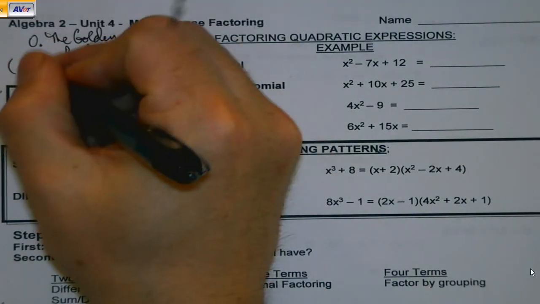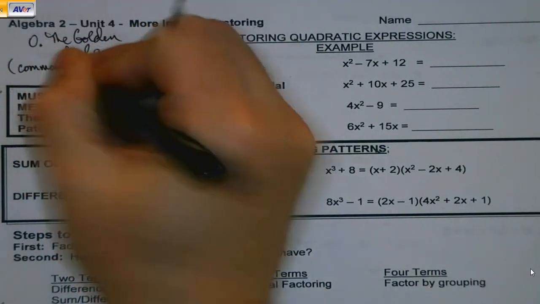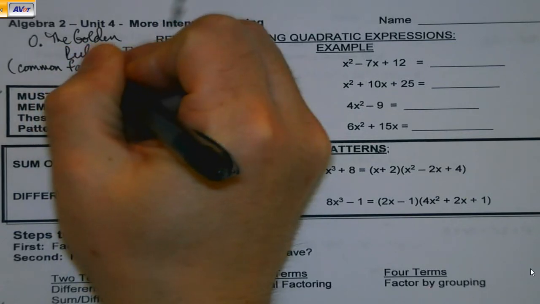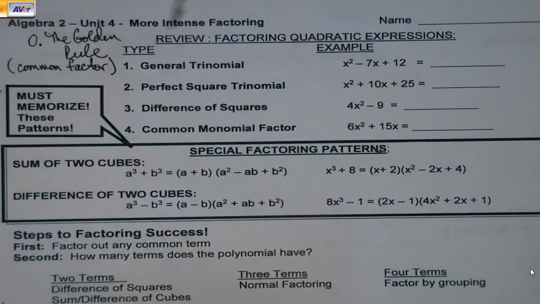And that is every time we do one of these, we need to look for a common factor. Now, there may be one, there may not be one. I'm not sure. But we always have to check that.